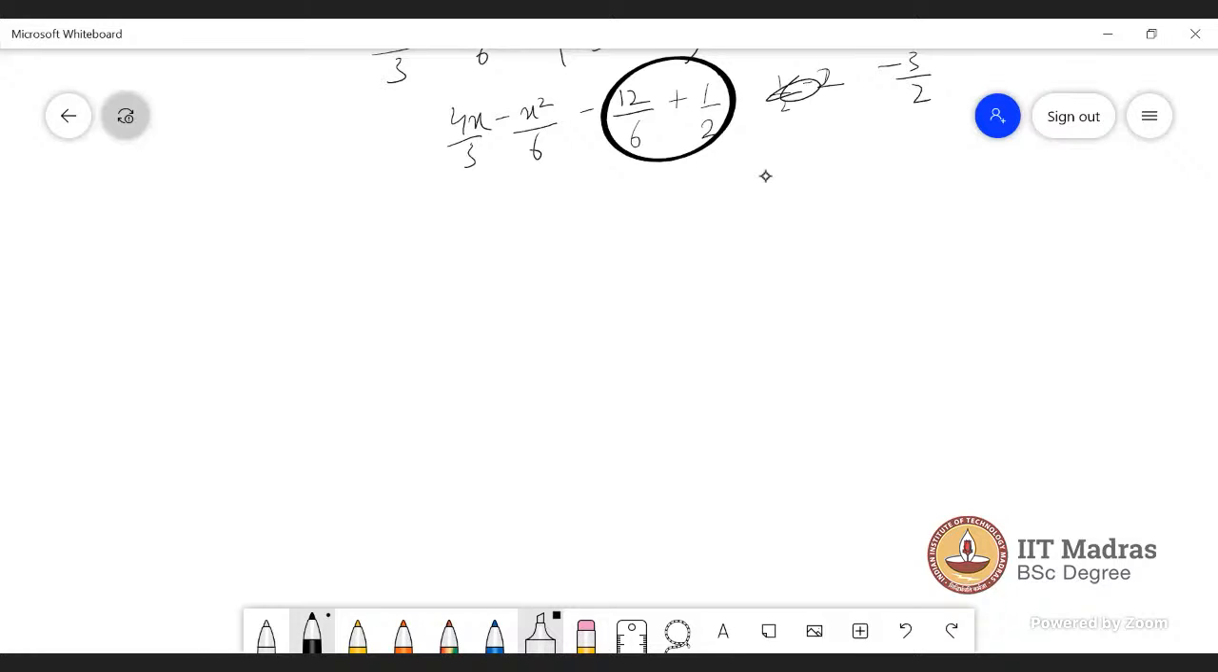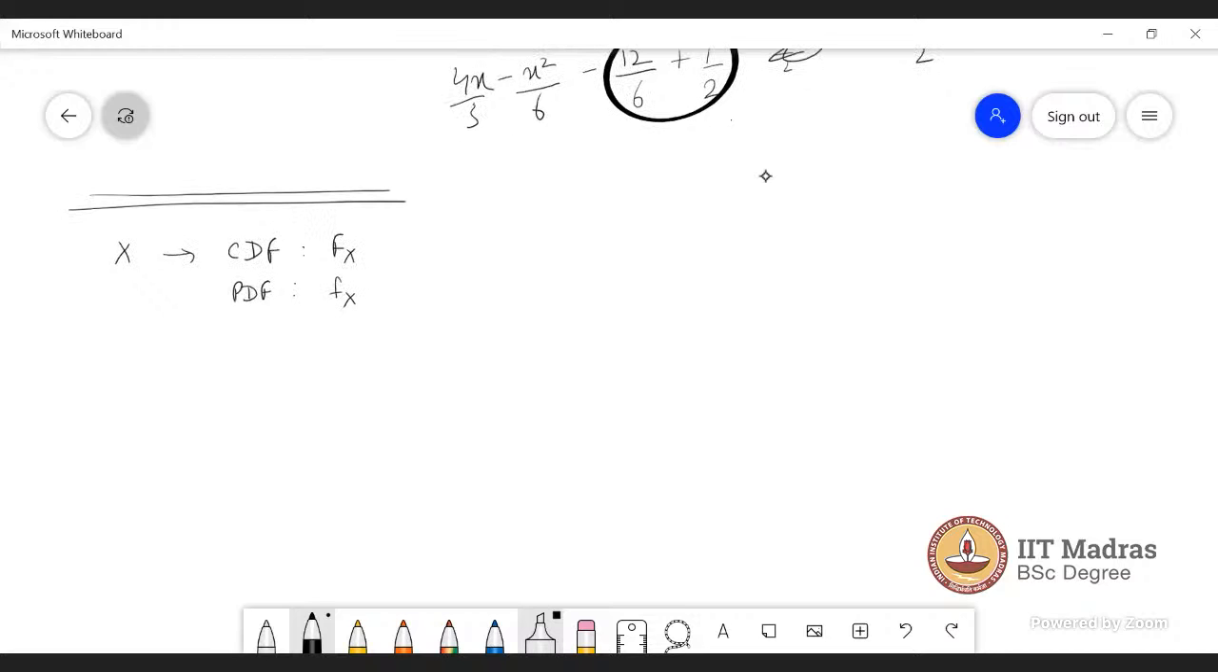So what does it say? If you have a random variable x, and its CDF is given as Fx, and its PDF is small fx, and you have some function g that is varying from R to R, then if that g is your another random variable y, and you have to find the PDF or the CDF of y, how will you do it?